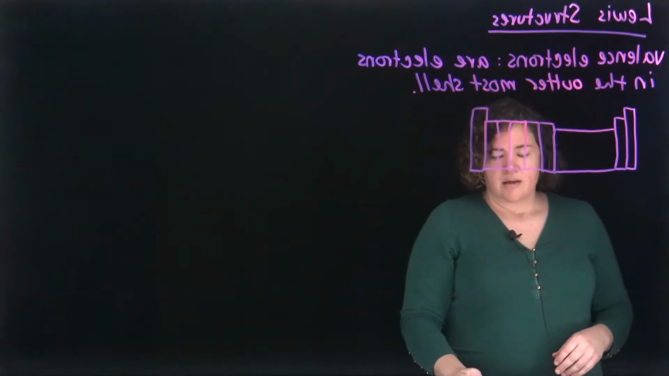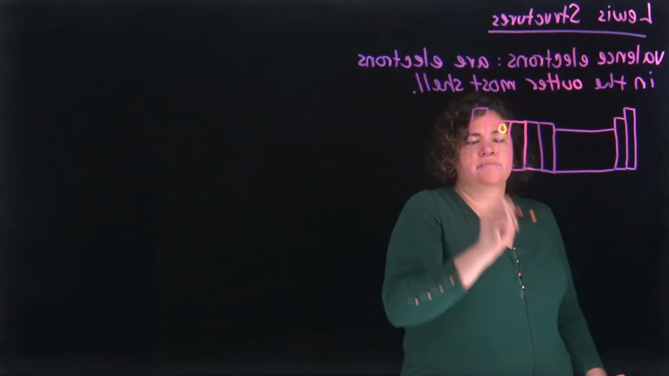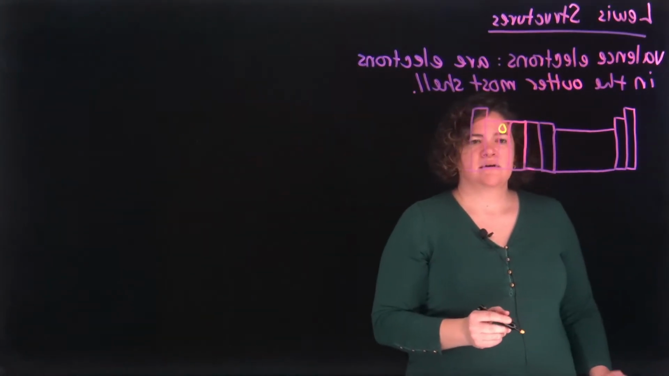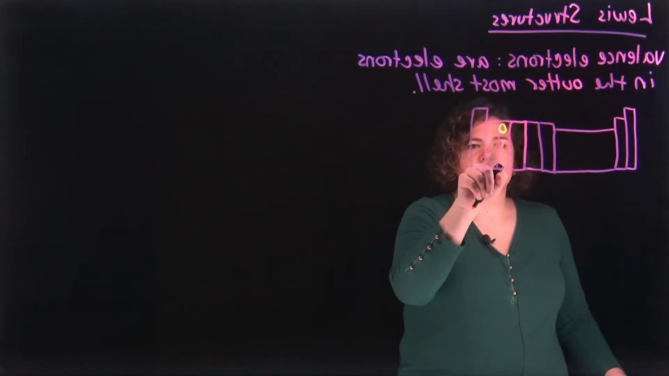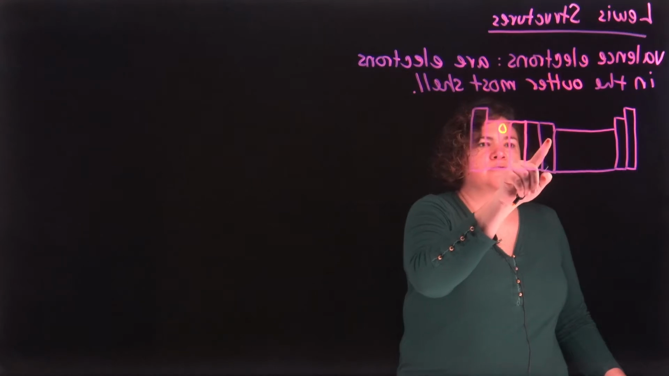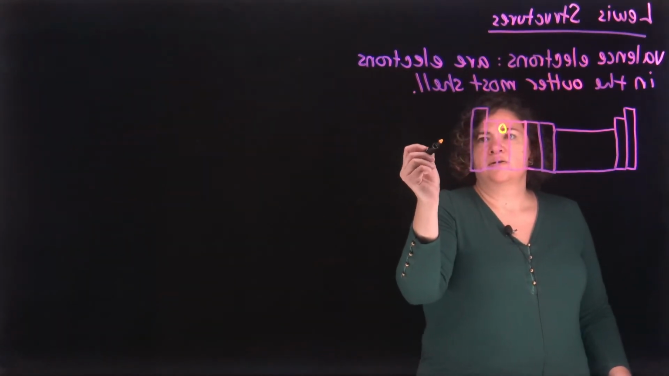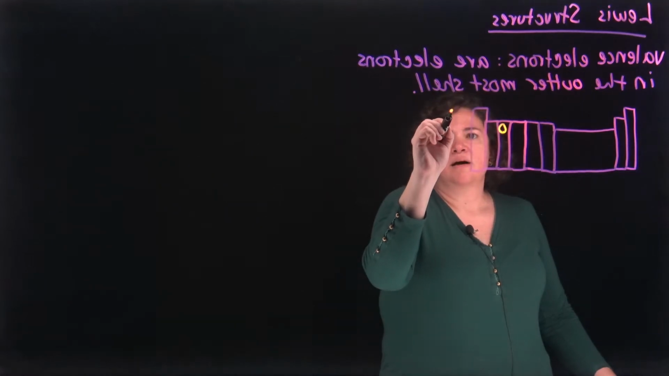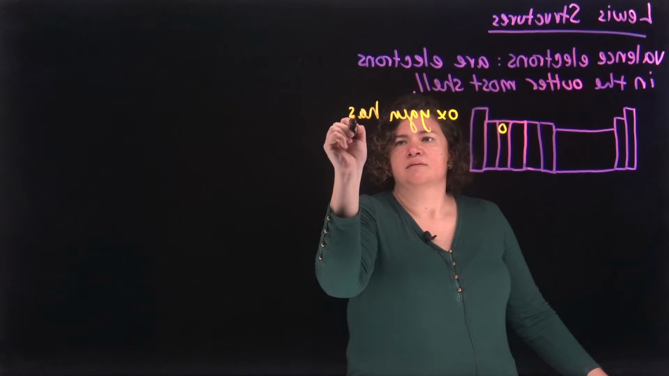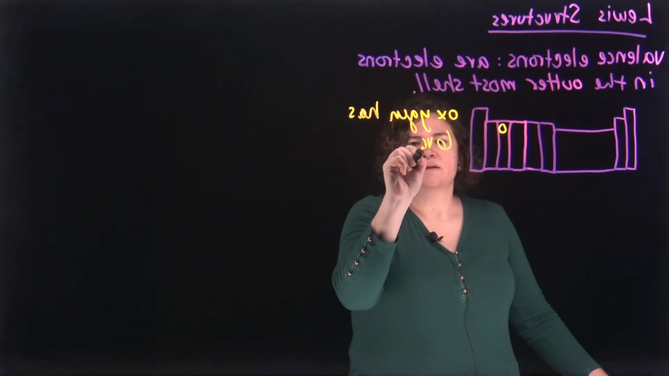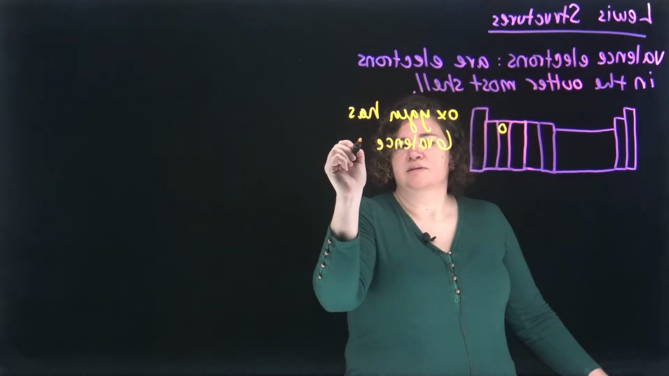Now, for example, oxygen is located here. So, if we count to the left and skip the transition metals, we have 1, 2, 3, 4, 5, 6 valence electrons. So oxygen has 6 valence electrons. 6 electrons in the outermost shell.